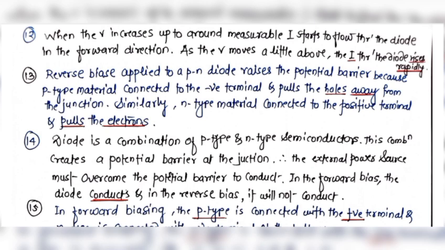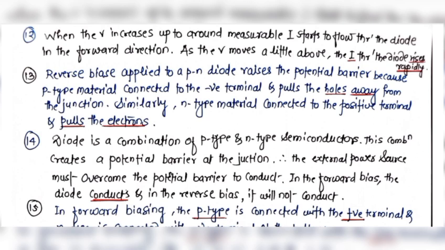When the voltage increases up to around the threshold, measurable current starts to flow through the diode in the forward direction. As the voltage moves a little above, the current through the diode rises rapidly.